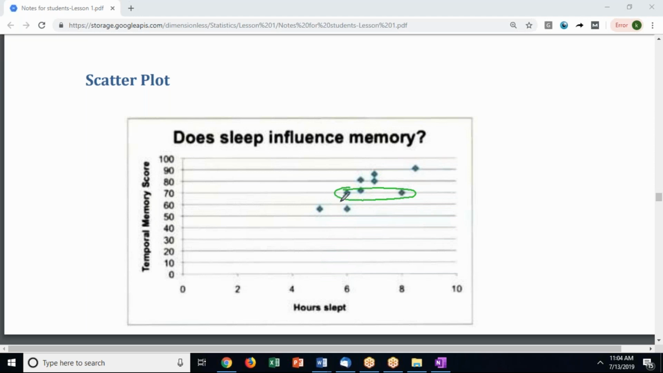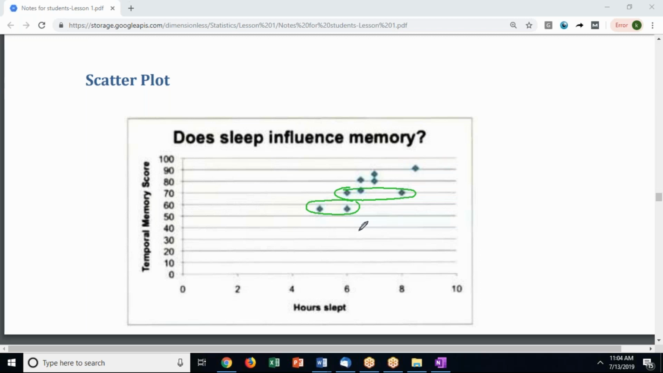So a lot of such instances are there where people having the same number of hours have different scores, or people sleeping different numbers of hours have the same scores, which would never happen if it is definitely true that if you sleep more, your memory will definitely be better. If that were so, this situation should never arise. Okay, and why is that happening?